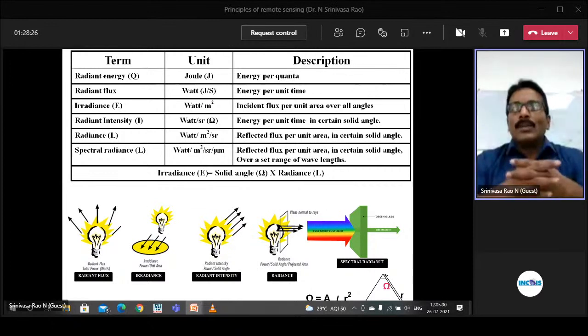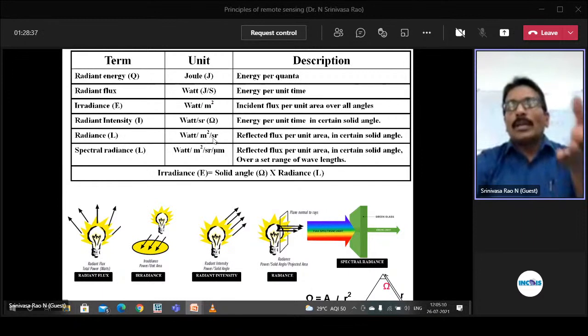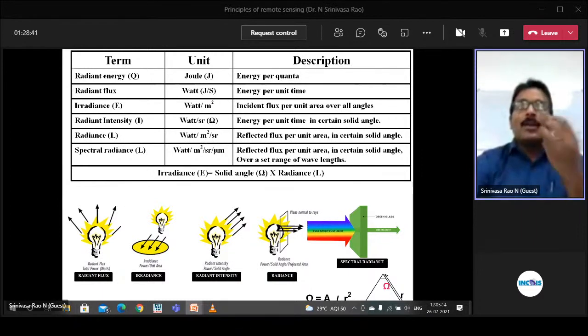So if you consider all 360 degrees, we are going to call it radiance. Within one particular direction only, whatever the eye is capturing, one particular direction of energy only our eye is capturing. But on my body, all 360 degrees energy is falling. That we are calling irradiance. Radiance means of one particular direction. That we are calling radiance.